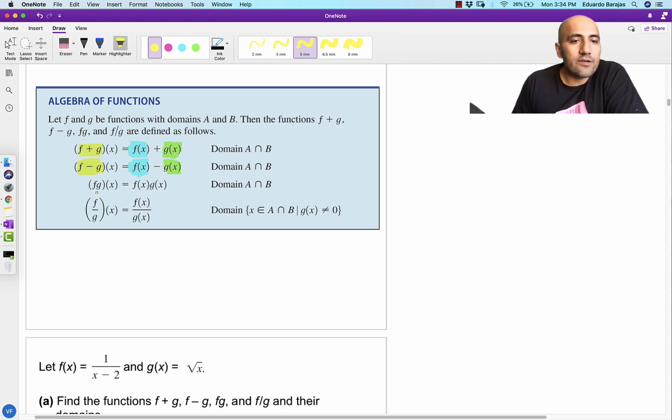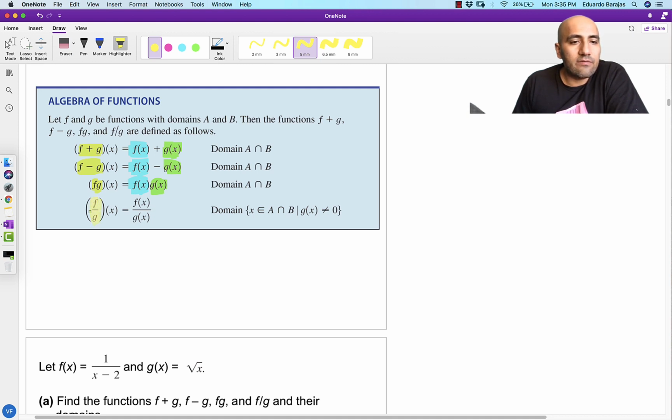Same thing with the product. This is a new function, fg, like this. This is the name of the function. And this is the input variable x, right? We input x into this new function. This is the name of it. And it happens to be defined as the product of the f function evaluated at x times the g function evaluated at x. And finally, the quotient is defined this way, right?